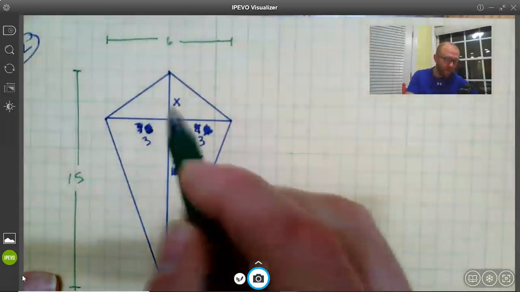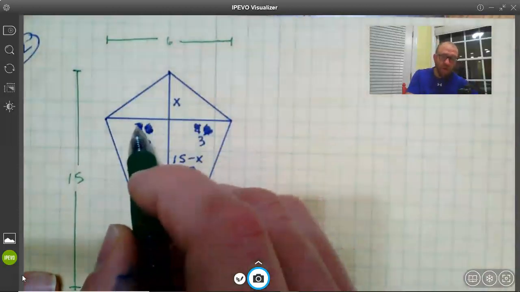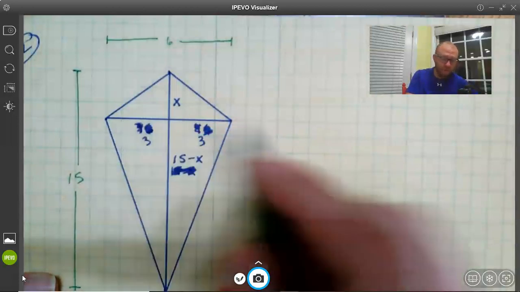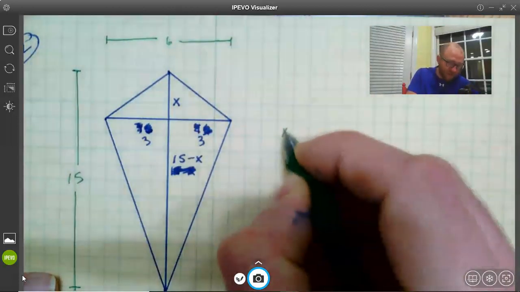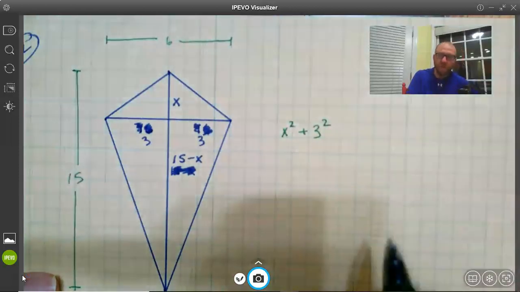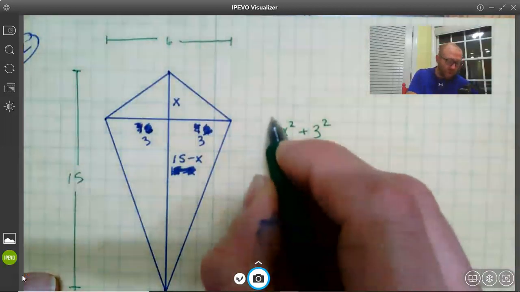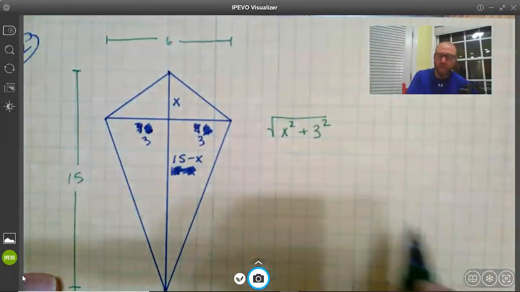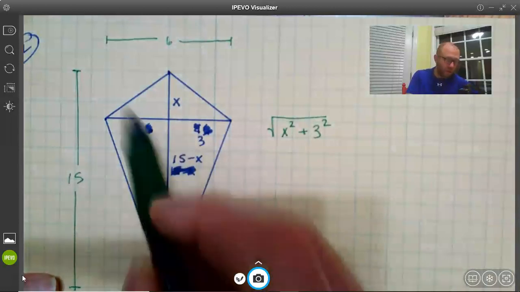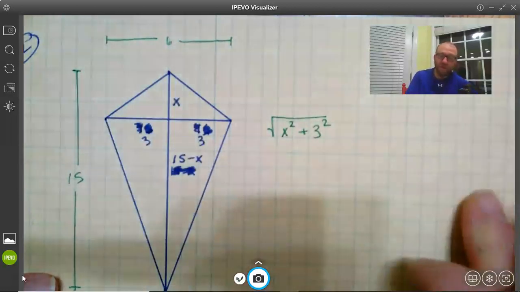So the short length, that's easy. This is just x squared plus 3 squared equals c squared. I want a formula sort of thing, so I'm going to put it in a square root. So this little formula right here will give me this length here. I plug in different values of x and I can find those.